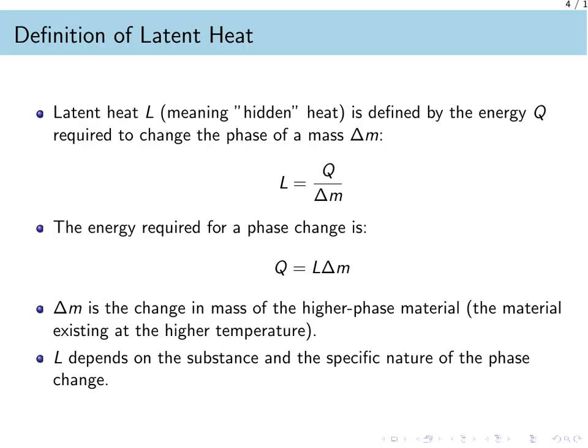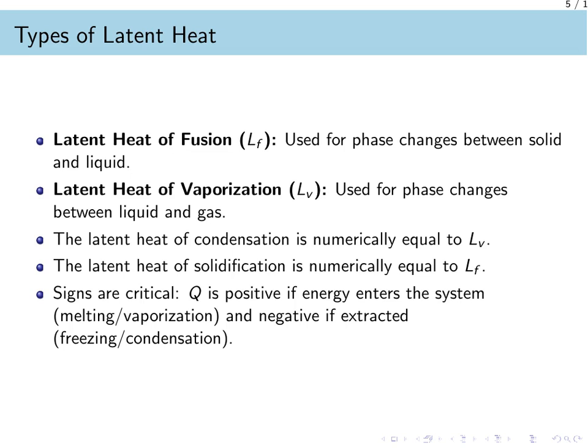The value of latent heat is not a universal constant. It depends specifically on the type of substance and the nature of the phase change being performed. There are different types of latent heat, depending on the specific phase transition. The latent heat of fusion is used for transitions between solid and liquid states, while the latent heat of vaporization applies to transitions between liquid and gas. Interestingly, the energy released during condensation is numerically equal to the latent heat of vaporization, and the energy released during solidification equals the latent heat of fusion.